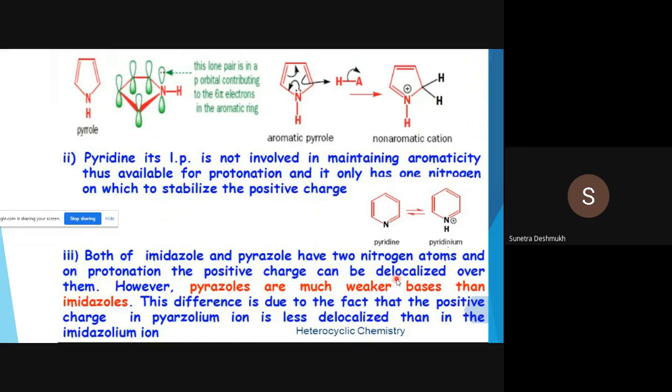However, pyrazole is a much weaker base than imidazole. This difference is due to the fact that the positive charge in the pyrazolium ion is less delocalized than in the imidazolium ion. Okay, so this is one more point to explain why imidazole is more basic than the remaining heterocycles.